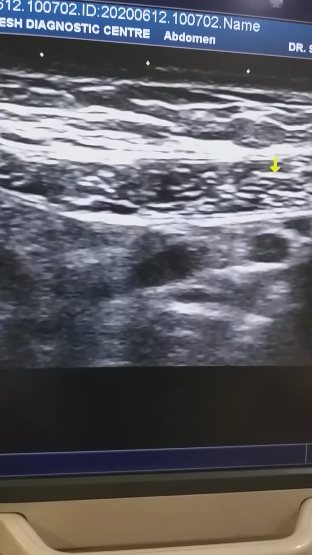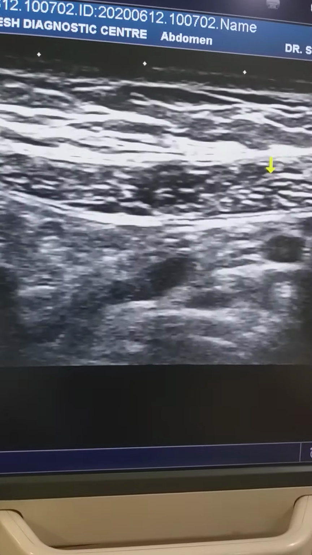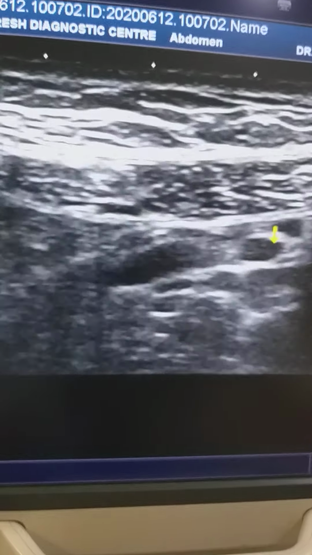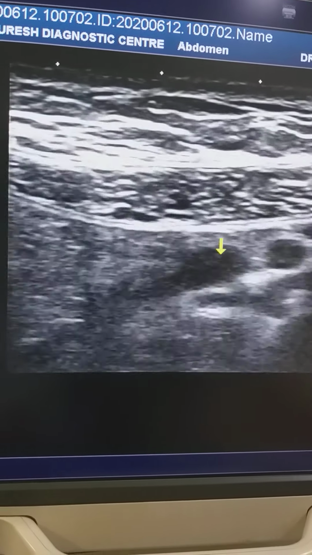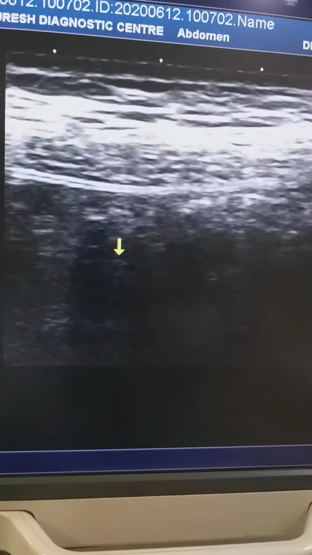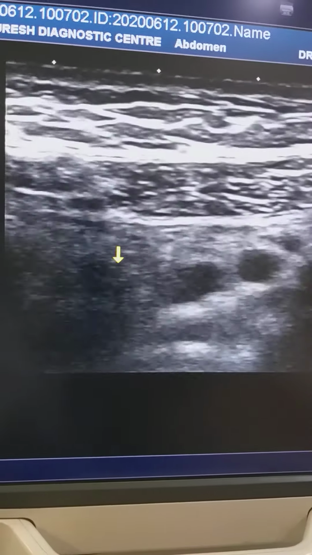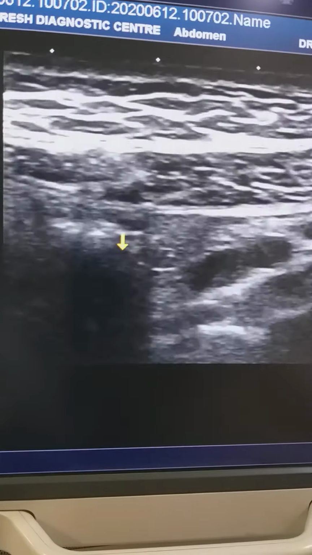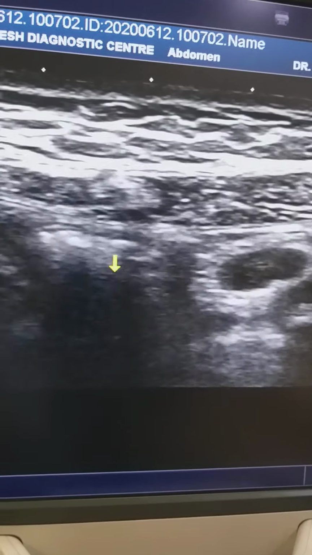Usually the Spigelian hernia is the defect in the linea semilunaris, which lies between the rectus abdominis muscle medially and laterally the external and internal oblique muscles. So how do we identify the rectus abdominis, linea semilunaris and external or internal oblique muscle?